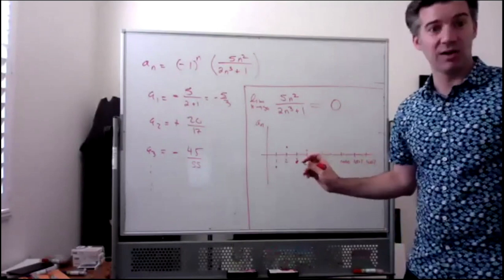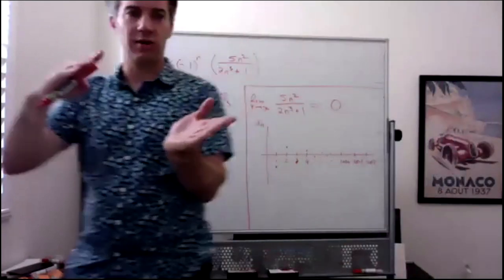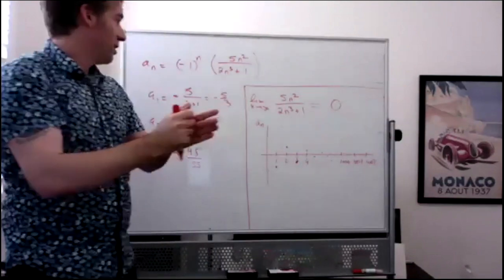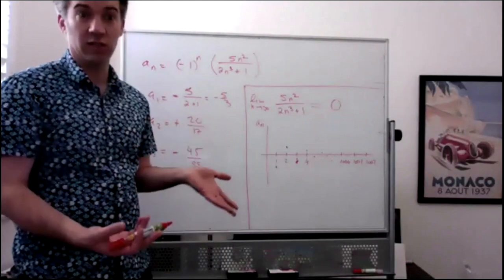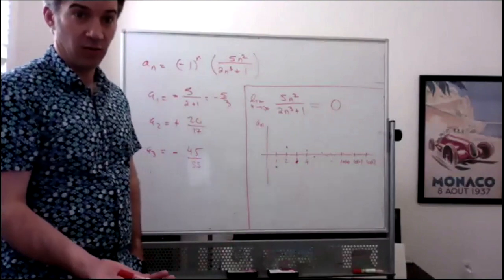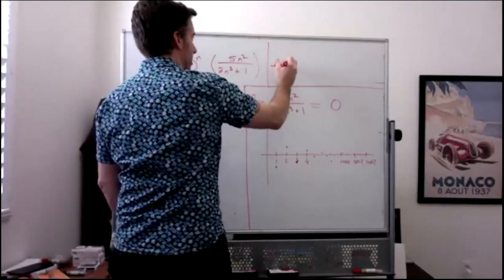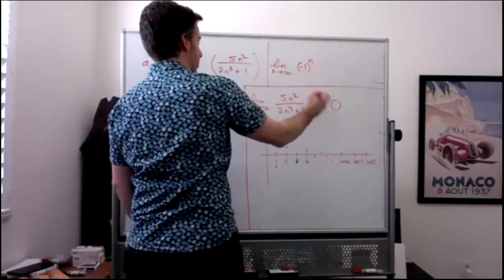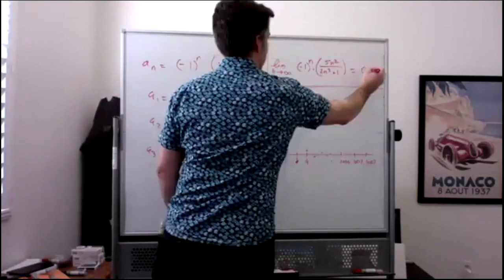So the limit is 0 because even though I'm alternating above and below, I'm getting closer and closer to them both being 0. So there's actually a theorem that says an alternating sequence converges if and only if it converges to 0. So if you have an alternating sequence, the only thing it might converge to is 0. Otherwise, it's going to diverge. So we can say that the limit as n goes to infinity of this alternating sequence, -1 to the n times 5n squared over 2n cubed plus 1, is 0.